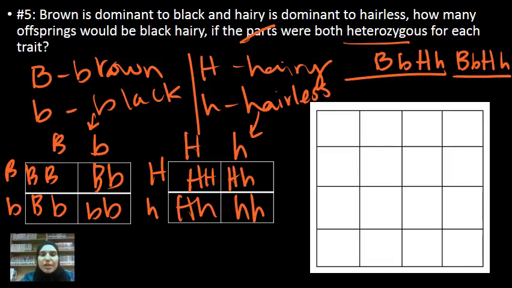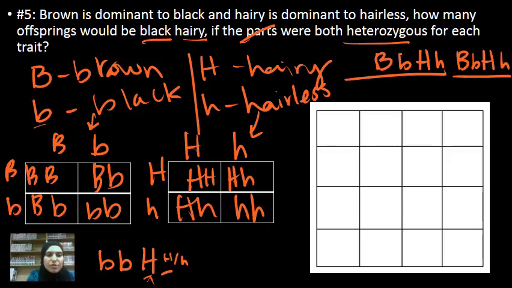Alrighty, and now we're looking for how many would be black-haired and hairy. So to be black-haired, you have to have 2 lowercase b's. So I'm looking for all the 2 lowercase b's, and then to be hairy, I have to have at least 1 capital H. I don't care what the second H is. It could be a capital, it could be a lowercase. Either way, as long as it has that first capital H, it'll be hairy.